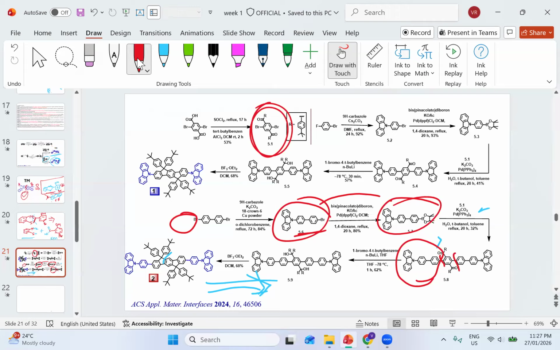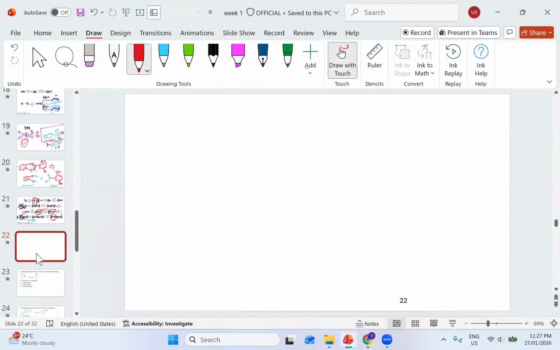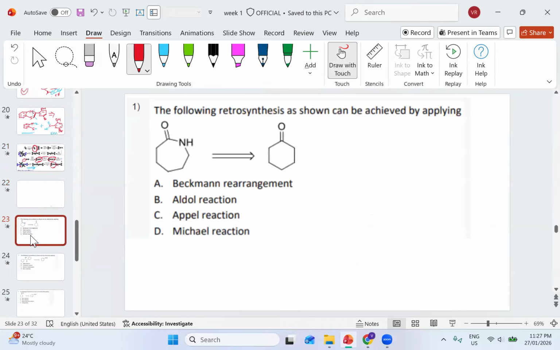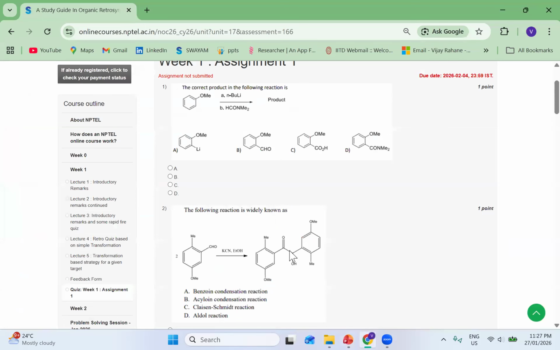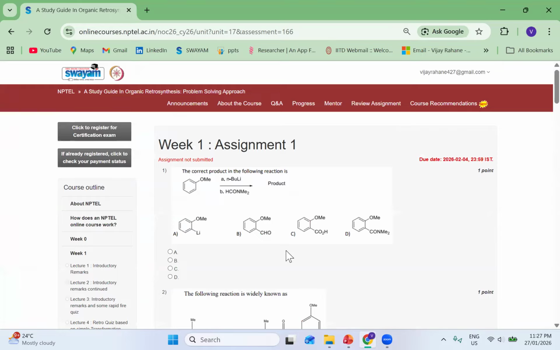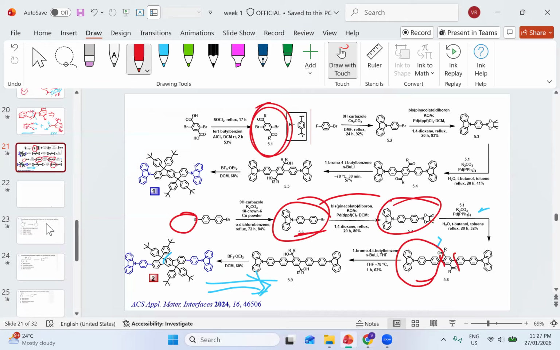So this is what we need to do in the synthesis. To get this synthesis, we have to initially do the retrosynthetic analysis, so we can head towards the target molecule accurately. Okay, so this is the brief overview of this course about organic retrosynthesis, and we are going to see some problems in this one for today.